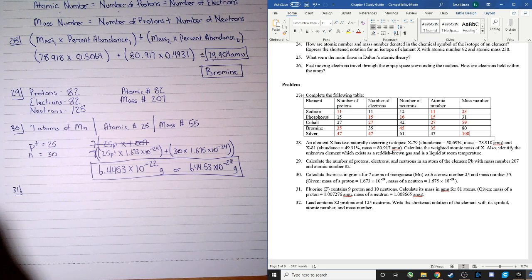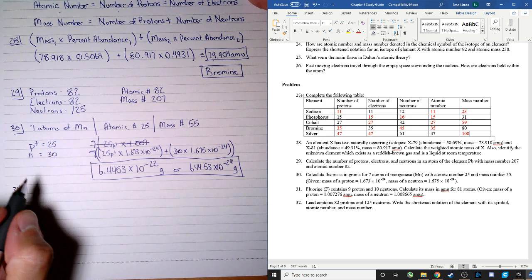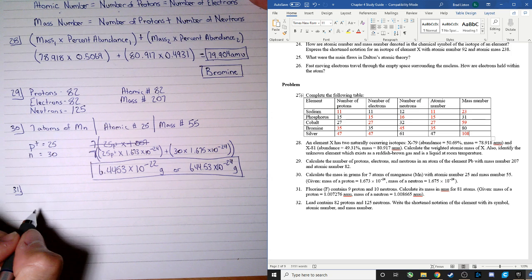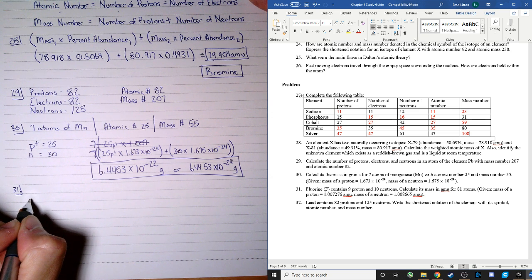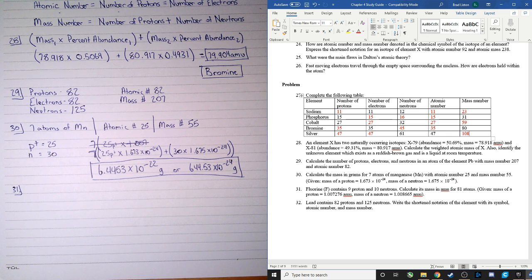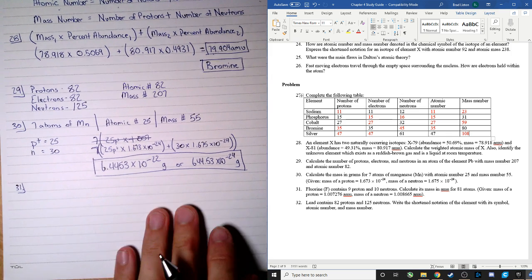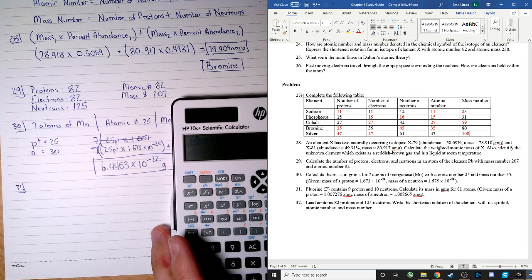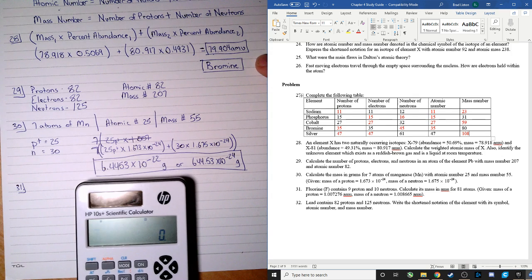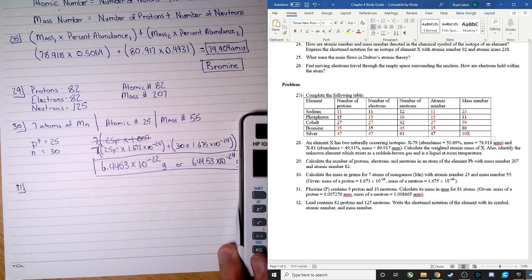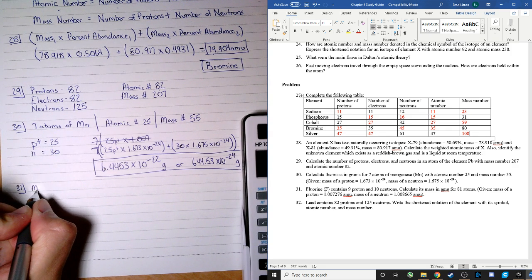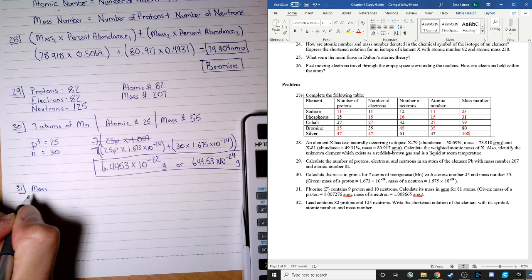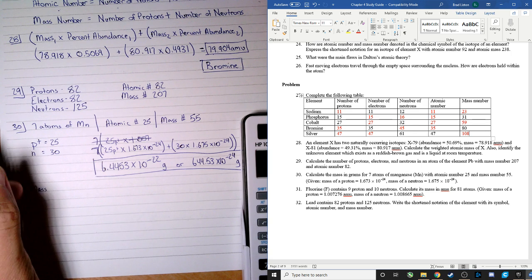Fluorine contains 9 protons and 10 neutrons. Calculate its mass for 81 atoms. Man, that did not go easy. So what we can do, I'll break out the calculator real quick. Maybe you can see that, maybe you can't. Okay, if I put it there, you can. We're going to find the mass of 81 atoms.